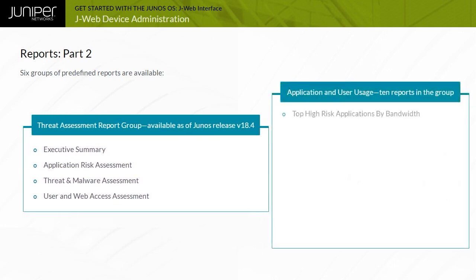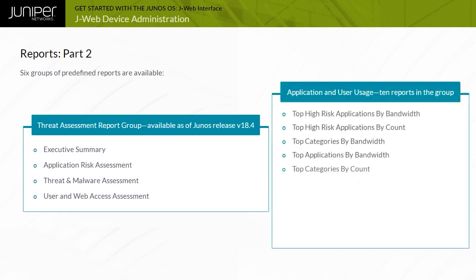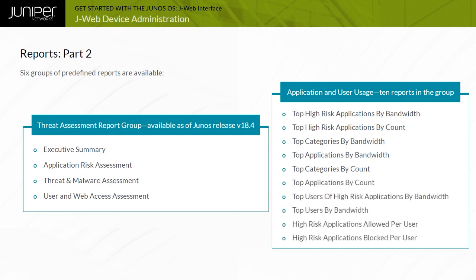The Application and User Usage group packages together 10 reports, namely Top High-Risk Applications by Bandwidth, Top High-Risk Applications by Count, Top Categories by Bandwidth, Top Applications by Bandwidth, Top Categories by Count, Top Applications by Count, Top Users of High-Risk Applications by Bandwidth, Top Users by Bandwidth, High-Risk Applications allowed per user, and High-Risk Applications blocked per user.